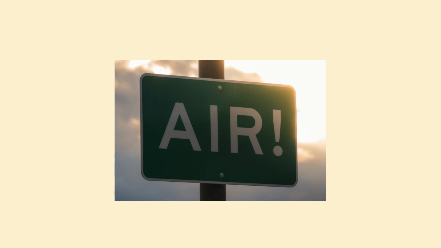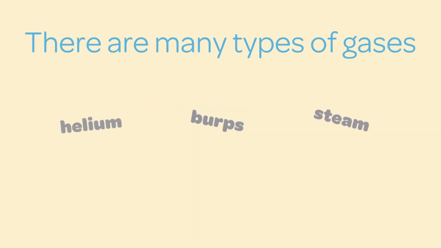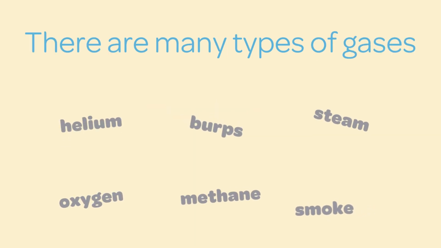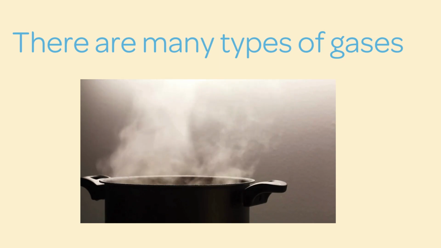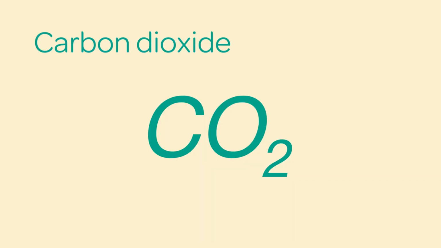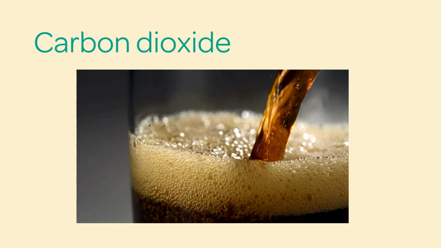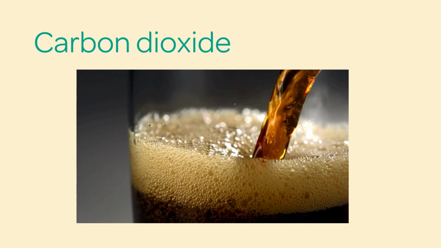Last week you studied air. Air is one type of gas, but it's not the only type of gas. There are many types of gases, like steam or water vapor, or the exhaust that comes out of cars. Today you're going to make a gas called carbon dioxide. Carbon dioxide is important for plants, and it's also the gas found in the bubbles in soda.